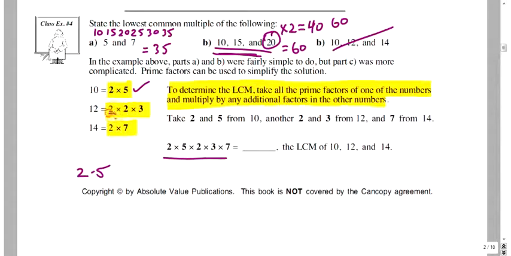Do I have a 2 already? Yes. Do I have 2 2s? No. So I got to multiply it by another 2. Do I have a 3? No. So I got to multiply it by a 3, okay? Now that one's done. Do I have a 2? Yes. Do I have a 7? No. I need to multiply it by a 7. And that's where this came from. Okay? So the lowest or least common multiple of these 3 numbers is 10, 20, times 3 is 60, times 7 is 210.